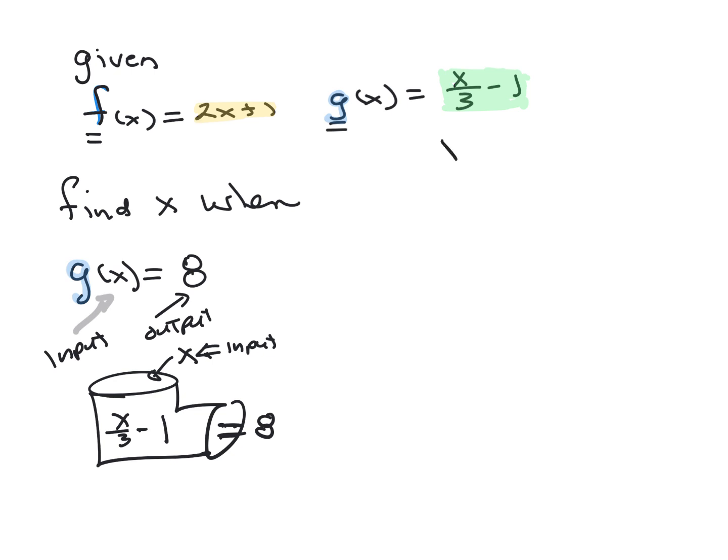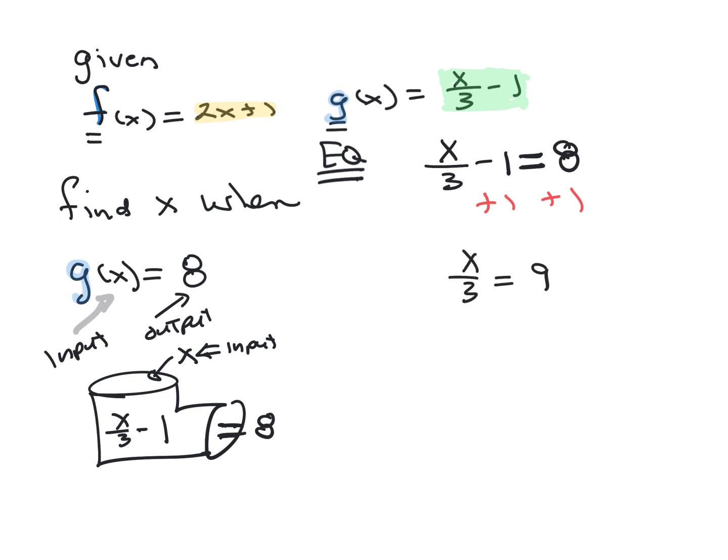And we're going to say the rule is x divided by 3 minus 1, and we want to get out of that machine an 8. So we created an equation. And once we create an equation, can't we use our algebra skills to solve that equation? So don't we undo subtracting 1 by adding 1? And then don't we undo dividing by 3 by multiplying by 3? And isn't that how we get the answer is 27?